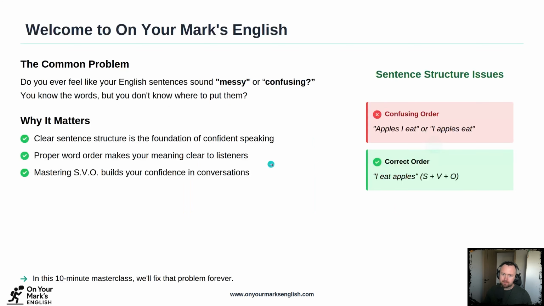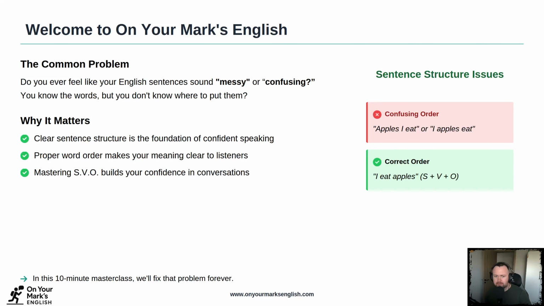Let's begin. So, do you ever feel like your English sentences sound messy or confusing? You know the words, but you don't know where to put them. I've heard people say, "apples I eat," or "I apples eat," but the correct order is "I eat apples." Subject I, verb eat, and the object apples.